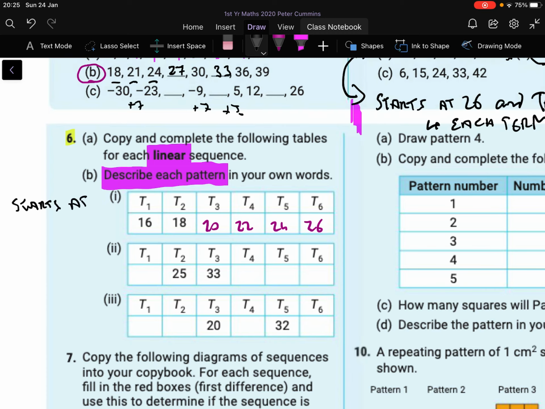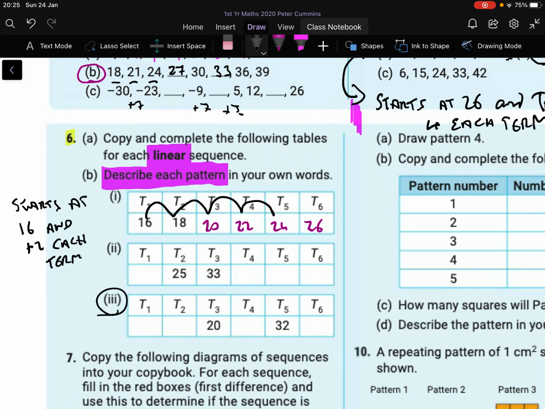Sorry, I know my writing's terrible. 16 and plus 2 each. So 2 is added every time you're moving from one to the next, to the next, to the next. You're adding 2 every time. I'll jump down here to number 3.